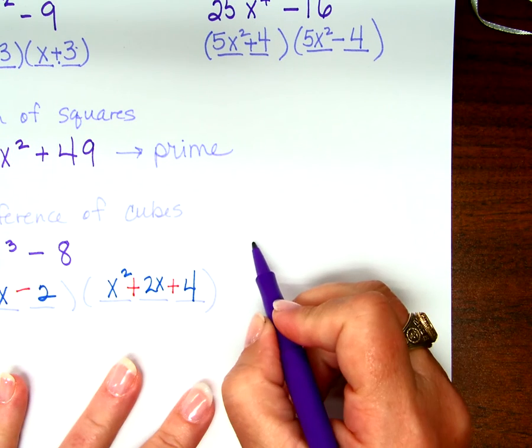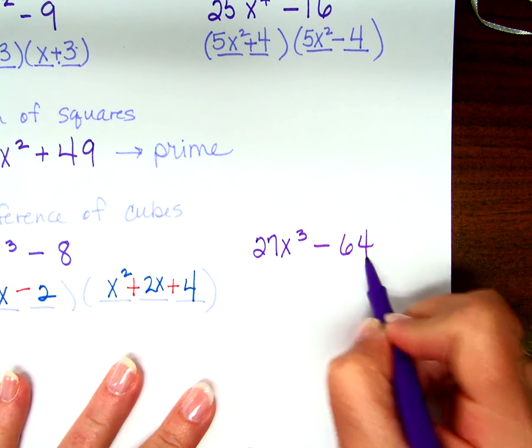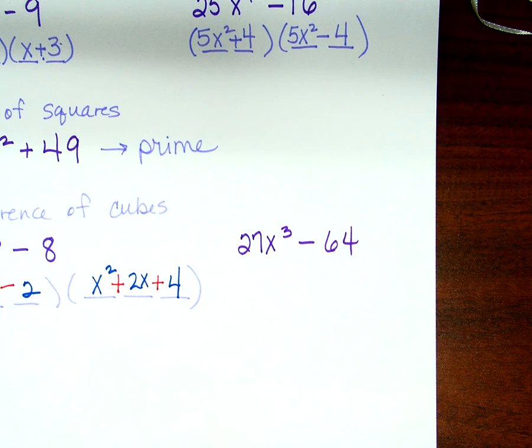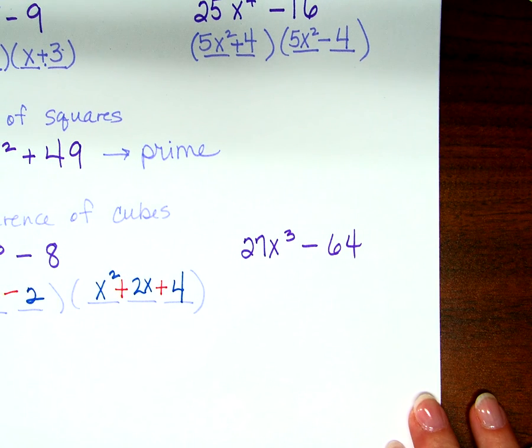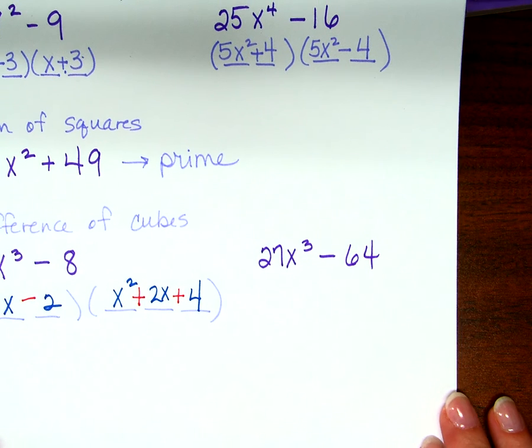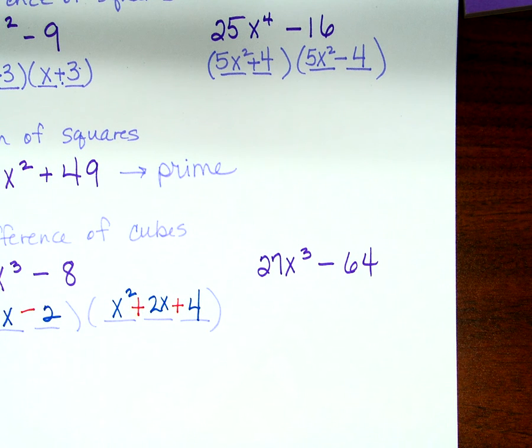Let's do this one. 27x cubed minus 64. So first thing I need you to do is recognize, is this the difference of cubes? Now some people try to take out a greatest common factor. And is that a good idea? Absolutely, right? Every time we should look to see if there's a greatest common factor.